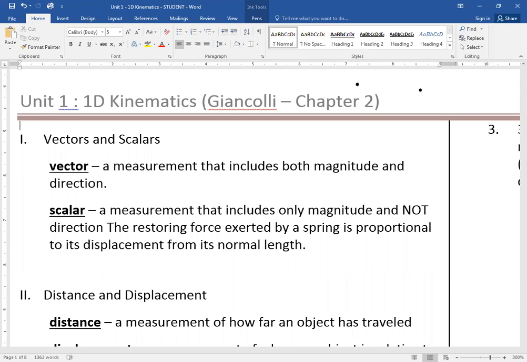So when we classify things as vectors and scalars, there's a much smaller category of things that are vectors than scalars. Okay? A scalar is simply a measurement that includes magnitude but not direction.